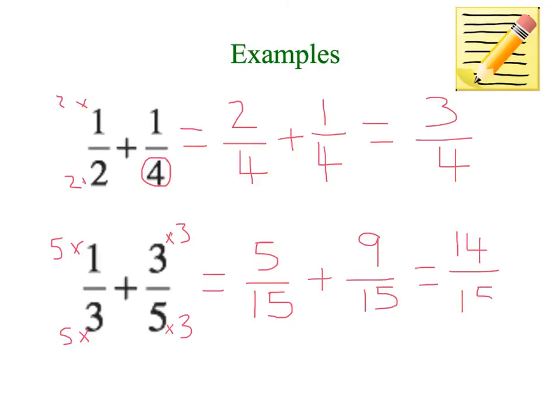14 over 15. Now we can see here that it is in its simplest form. Both these fractions are in their simplest form. We can't break that down anymore. So therefore, that is our answer.